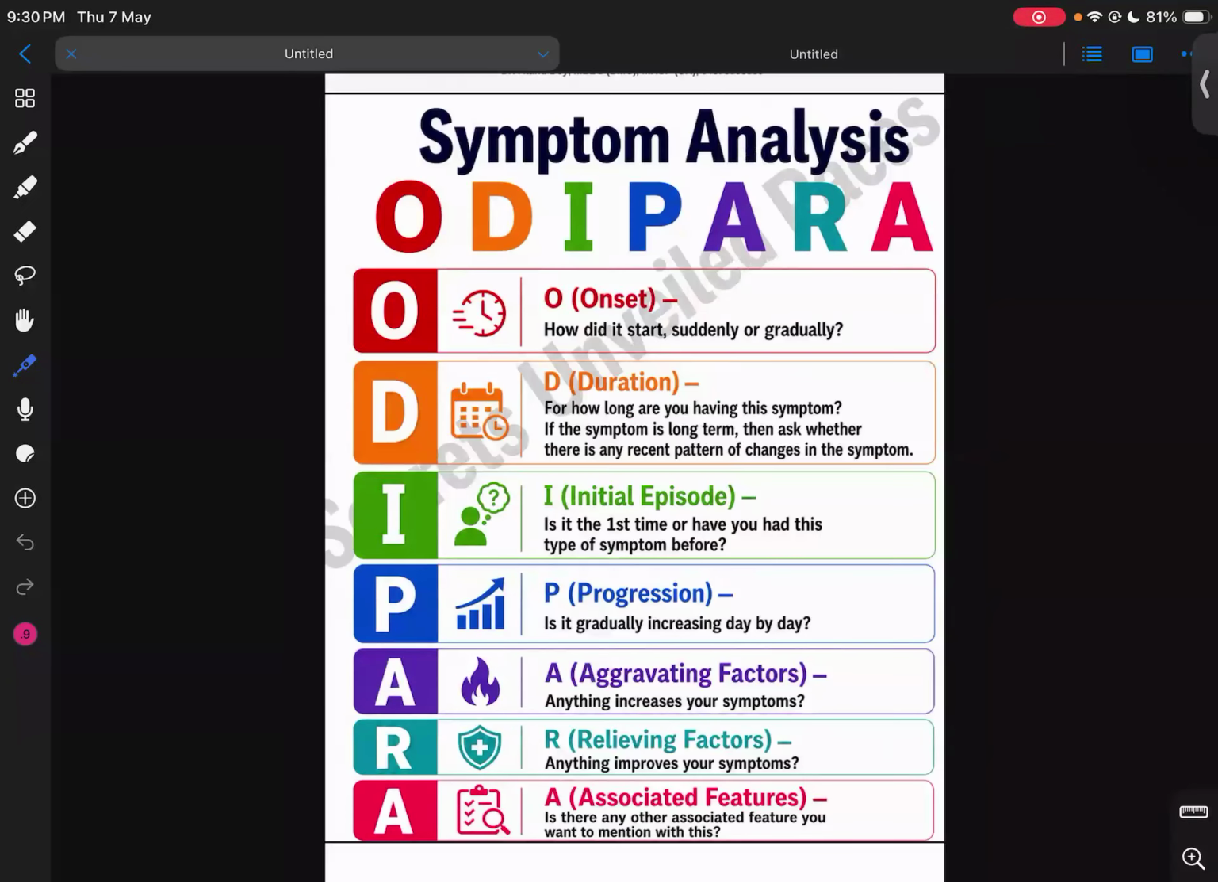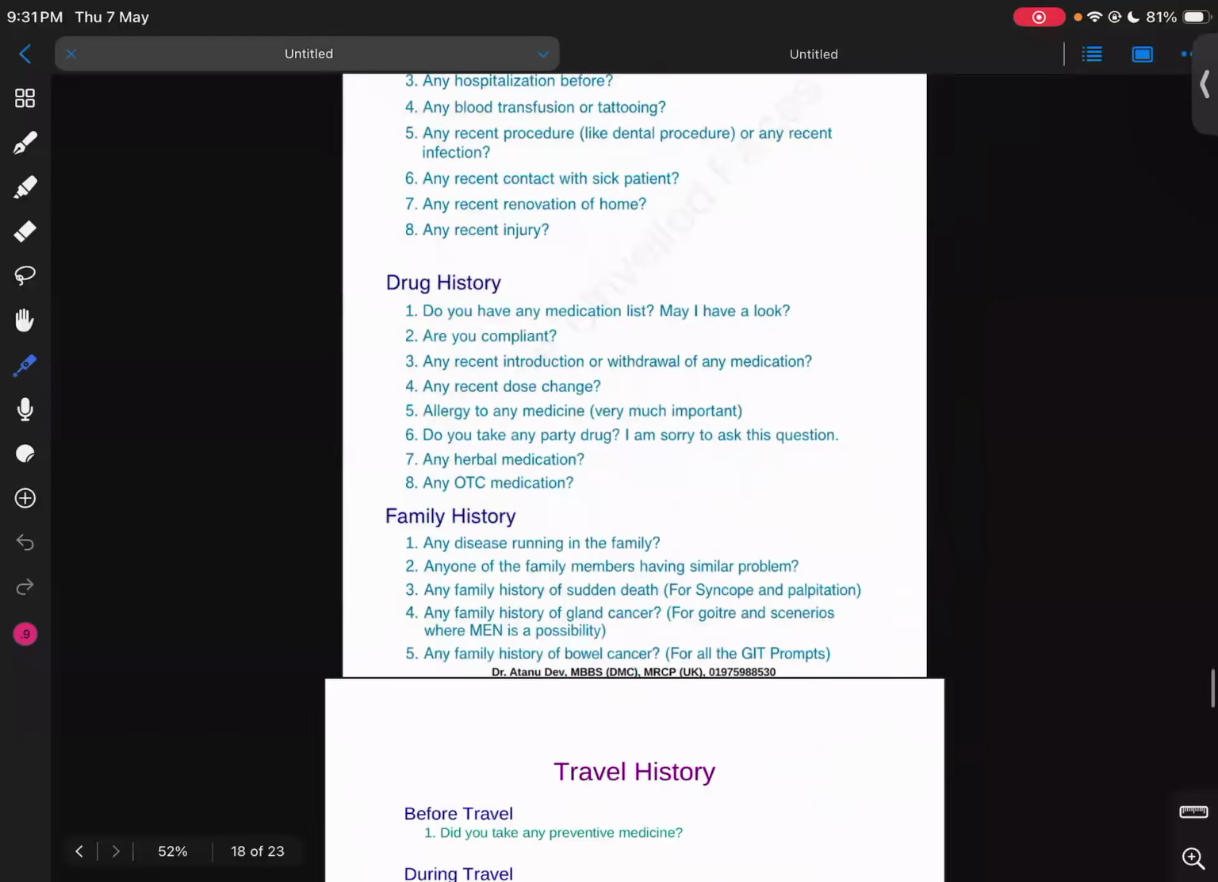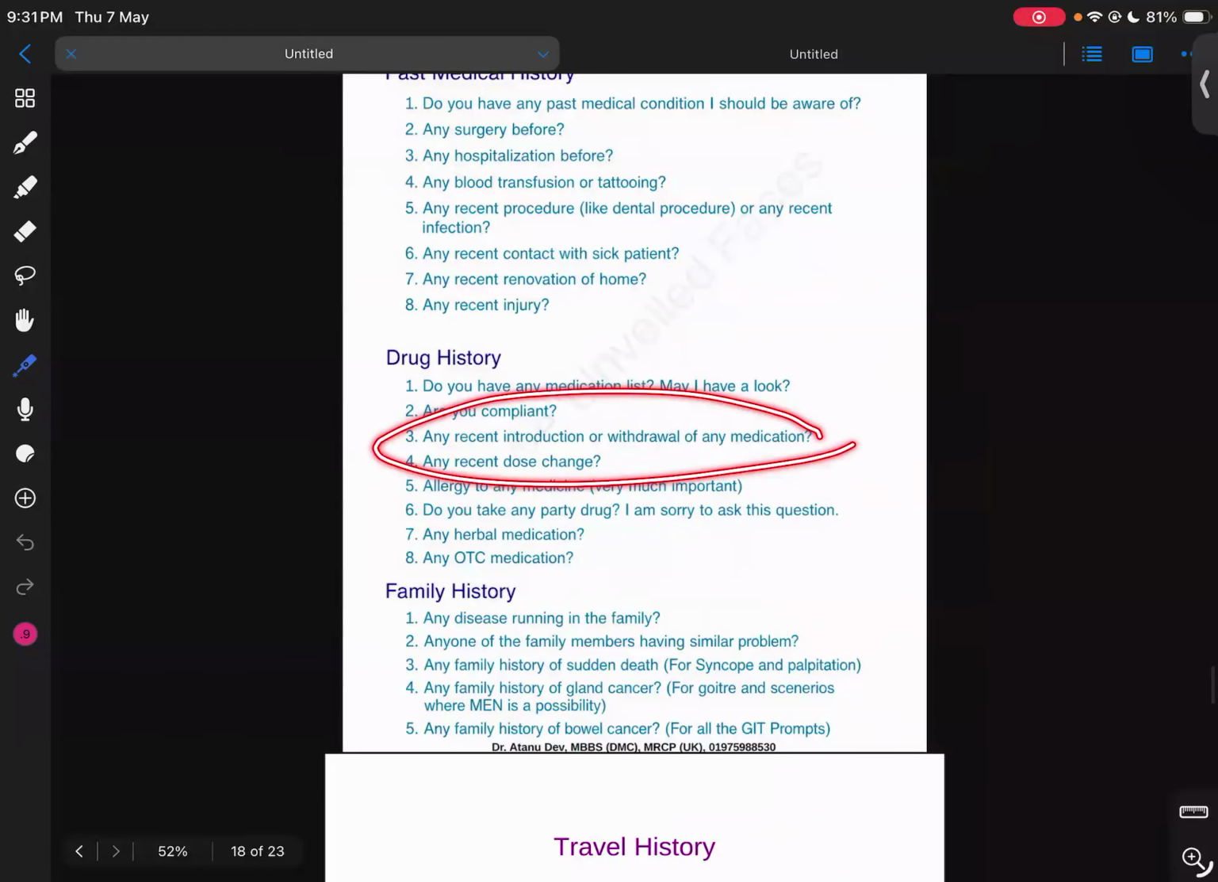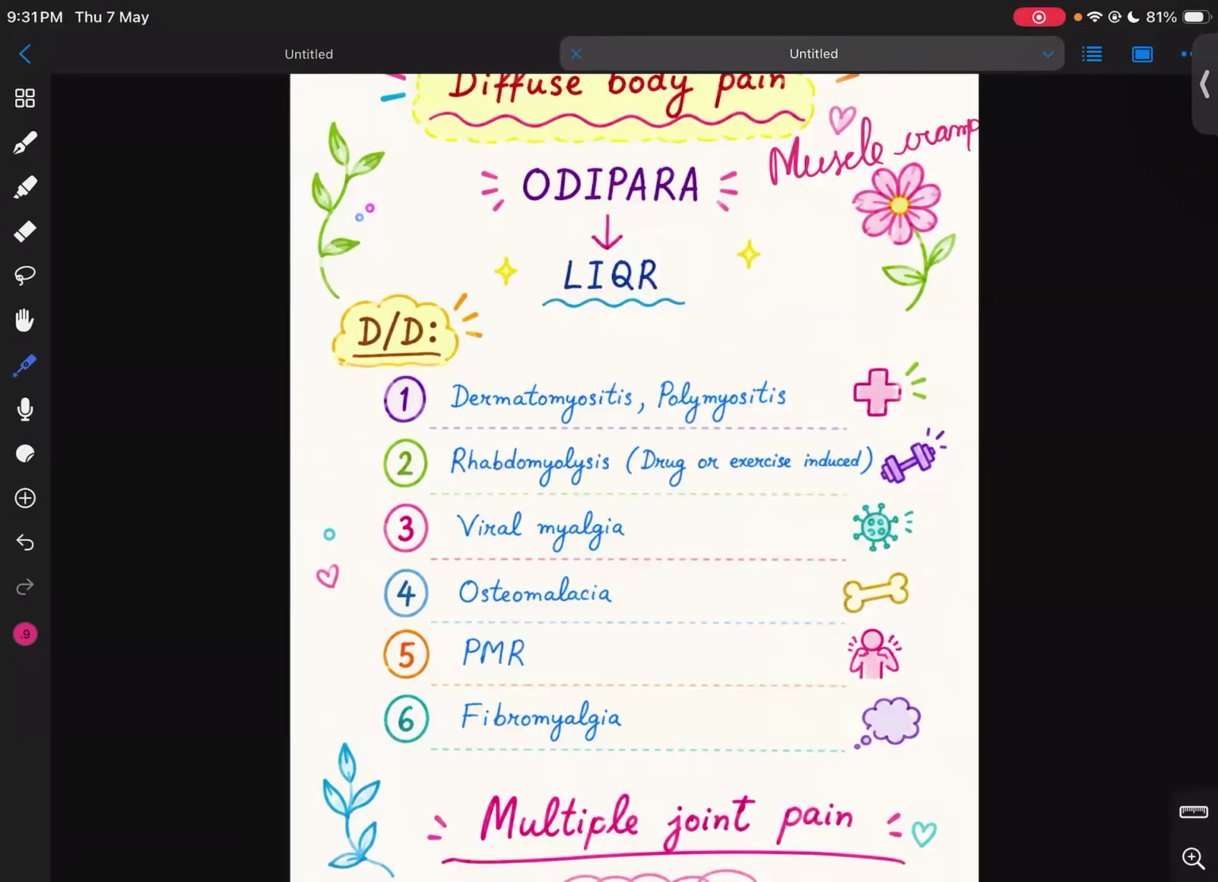Unless you ask about any recent introduction or withdrawal of any medicine, he will not give you the right answer. There will be some drug interaction like erythromycin or something like that. You can think that the patient is taking statin, so it is statin-induced rhabdomyolysis. It is not true. The patient is taking statin for quite a long period of time, but why is he developing rhabdomyolysis right now? There must be some hidden issue, and your job is to find out that hidden issue. Mostly it is drug-induced.